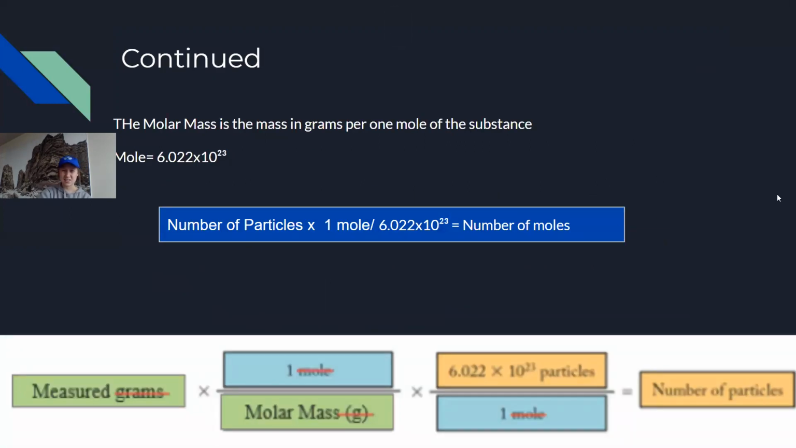Yeah, and I think this is the last slide. The molar mass is the mass in grams per 1 mole of substance, which is what you get from the periodic table. And down here it shows how you go from grams to moles to particles. But if you wanted to stop right after grams to moles, then you can have your number of moles.